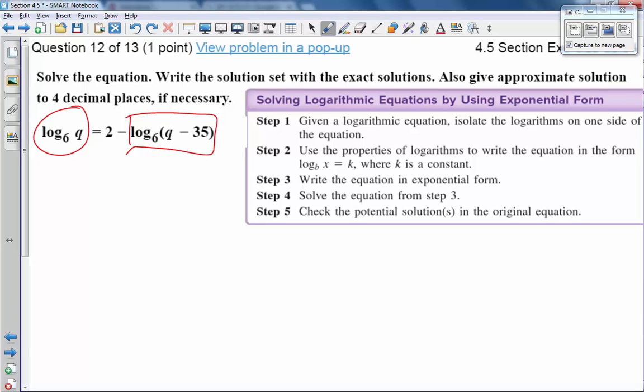What's that? Oh, because it's 2 plus the other one. Yeah, we can't send it to the other side. If you send it to the other side, this guy won't be isolated. We want to isolate both. So if you send this guy to the other side, no. The only way you can make this disappear is if you can find a way to bring it inside of this logarithm.